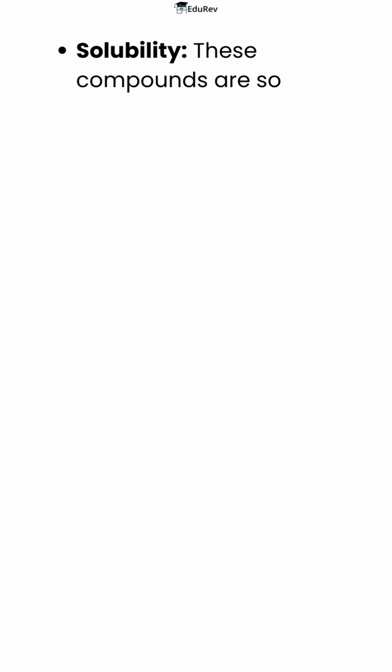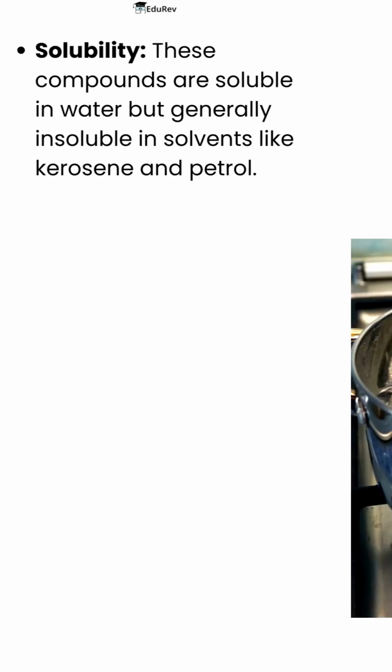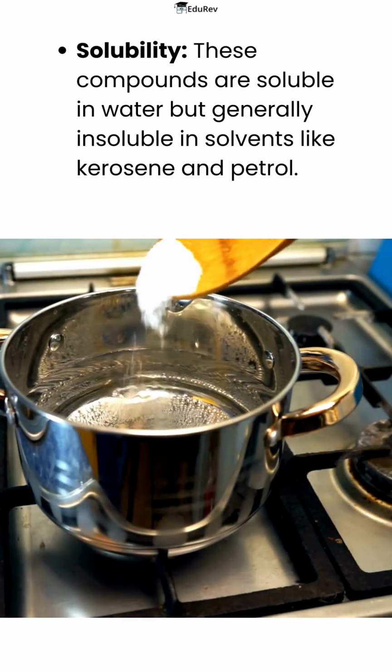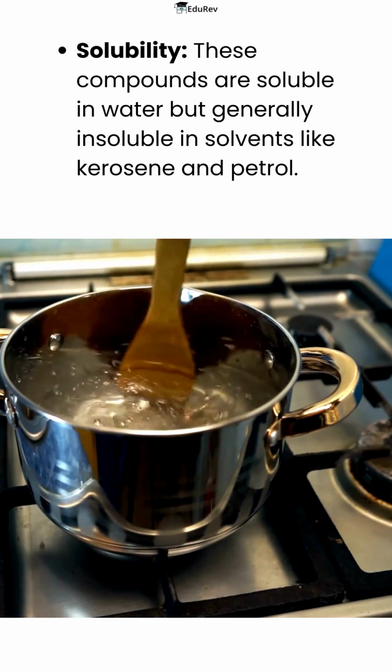Ionic compounds are soluble in water but generally insoluble in solvents like kerosene and petrol. For example, sodium chloride dissolves in water but not in petrol or kerosene.